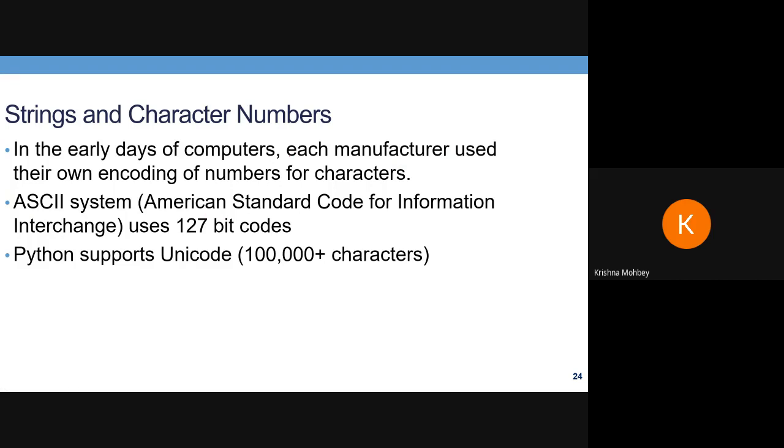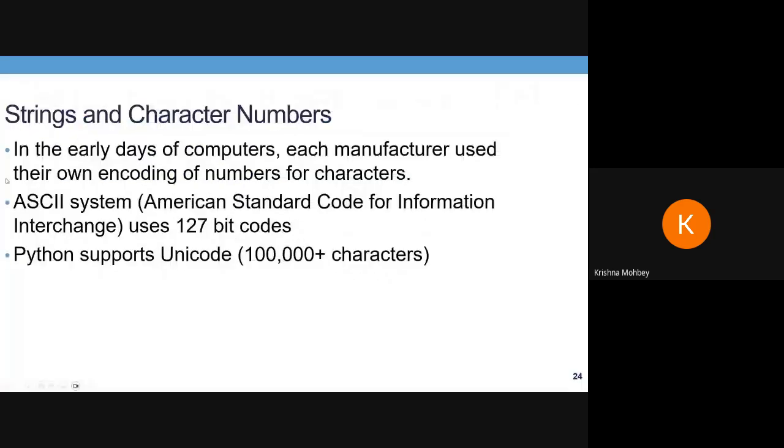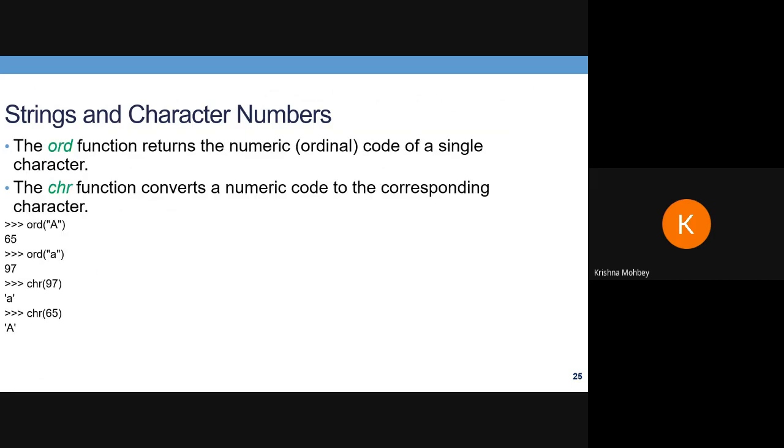In the early days, each computer manufacturer used their own encoding. But these days, all manufacturers follow the same system, which is known as ASCII, American Standard Code for Information Interchange. And Python also supports multiple characters available for storing. You can see how it does this in this example.